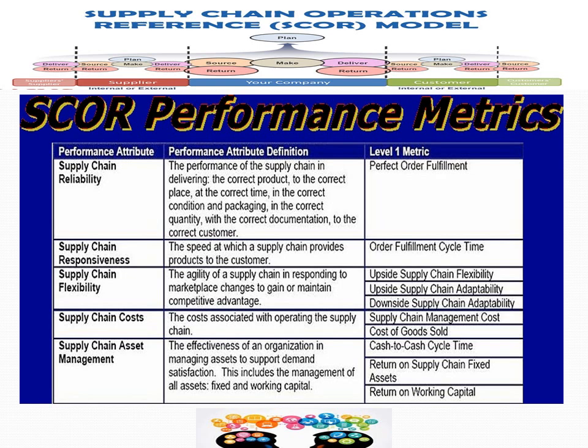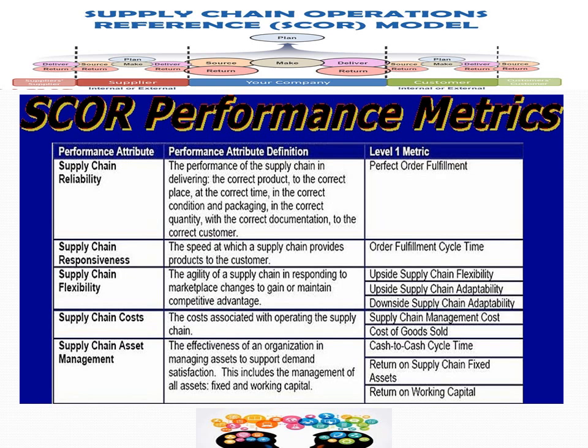Then supply chain responsiveness, that is the speed at which the supply chain provides product to the customers, and order fulfillment cycle time. Supply chain flexibility is the agility of a supply chain in responding to marketplace changes to gain and maintain competitive advantage. This is like the upside of the supply chain: flexibility, adaptability, and these are the three things we have to check.